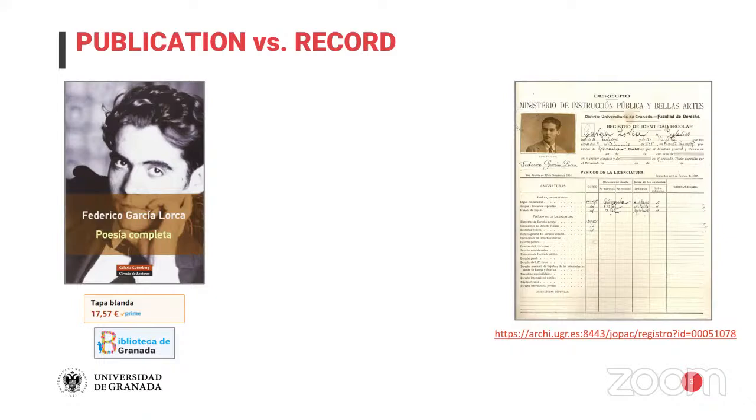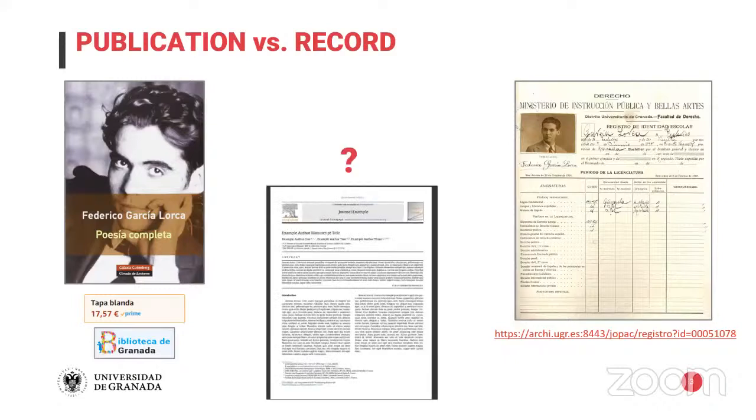I must say that there is not a lot of cross-pollination between the library community and the archives community. I think this is kind of a problem, but maybe you see now one of the main differences between publication and record. Okay, so if the left one is a publication and the right one is a record, so what is this? Well, we could say that academic publications have behaved for a long time like the example on the left.